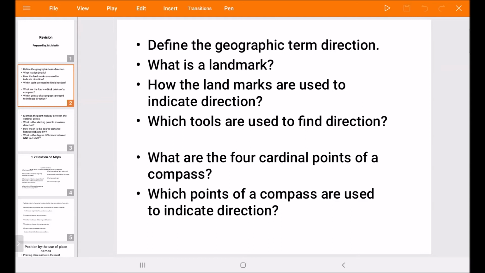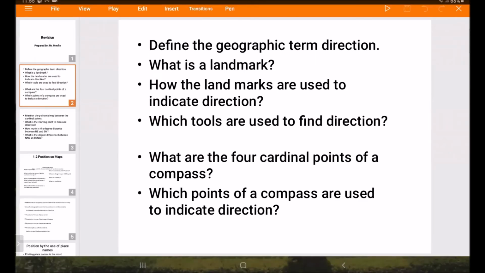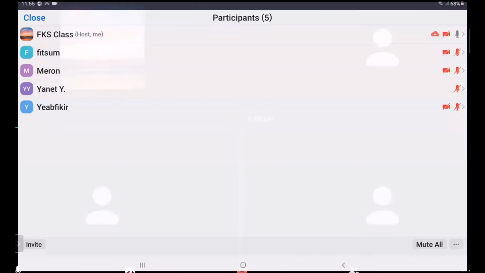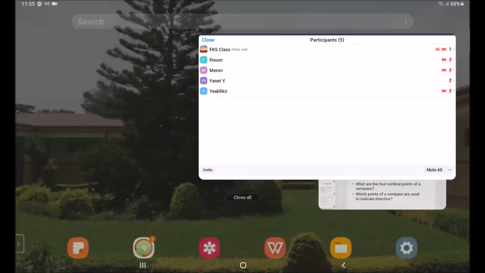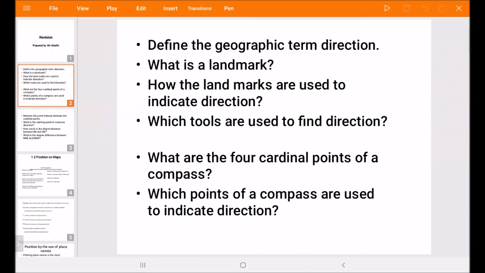Which tool is used to find direction? A compass. Again, what are the 4 cardinal points of a compass? There are 4 cardinal points, which are north, south, east, and west. Which points of a compass are used to indicate direction? North is our starting point, or 0 degree, for the clockwise direction and the counter-clockwise direction of the compass points.